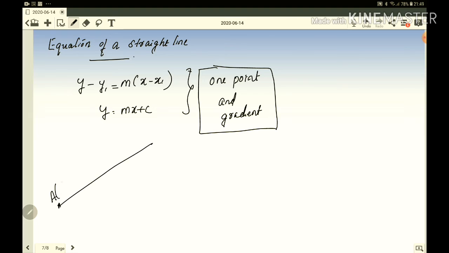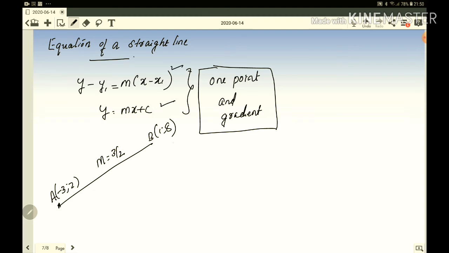See the example that I used. A is minus 3, 2, then B is 1, 8. And the gradient we already calculated, that was 3 by 2, right? We calculated it when I was discussing gradient. So here we have 2 points. You can select any one of those points. Both will give the same answer, okay? You can select either A or B. Here it is better to select B because both x value and y value are positive. So when you do the calculation, it is very easy.